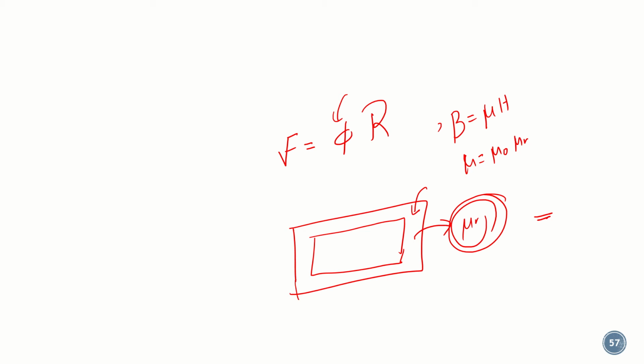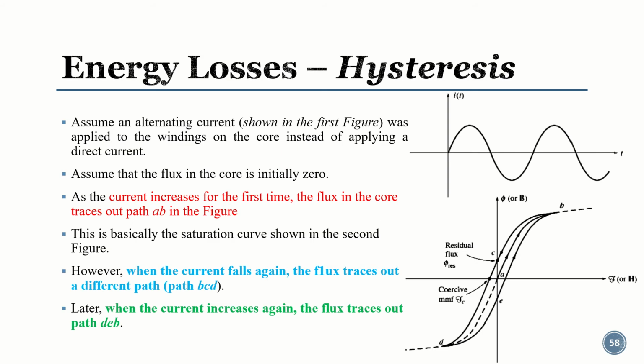So with that we also have some losses which are associated with the properties of the material. Here first we are going to look into those losses, what those losses are and how they occur. Basically there are two types of energy losses: hysteresis loss and eddy current loss. So we are going to see each one.